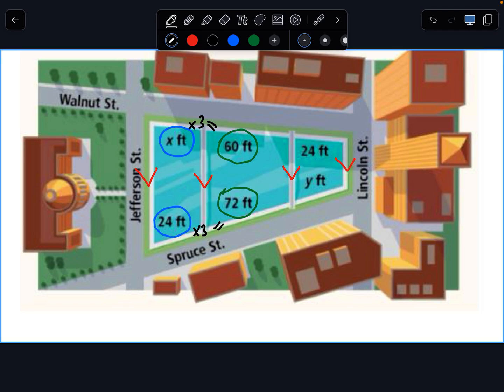But that relationship will not always be that easy to figure out. So anytime we have proportional segments, regardless of whether we can immediately see the relationship or not, we can set up a proportion to solve. And that's what I'm going to do. I'm going to make fractions. I'm going to say X over 60 equals 24 over 72.